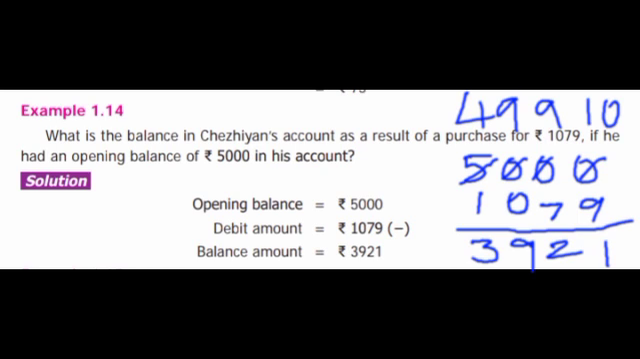Subtract now. 10 minus 9 is 1. 9 minus 7, 2. 9 minus 0, 9. 4 minus 1, 3. How much is the balance amount? Rupees 3921.